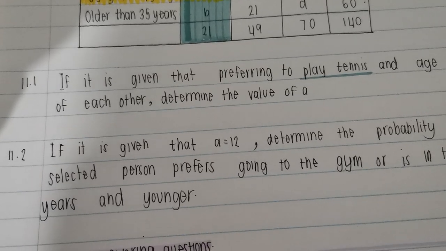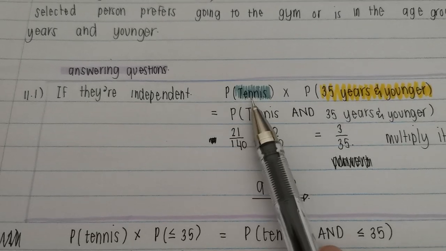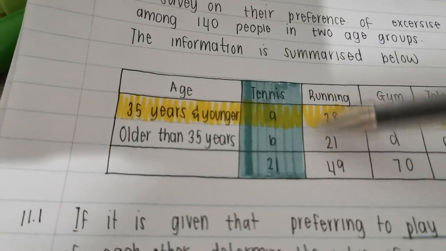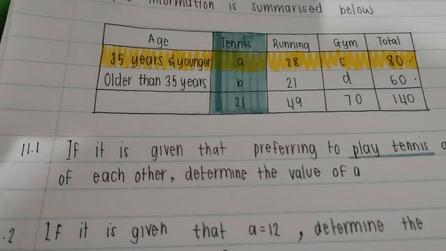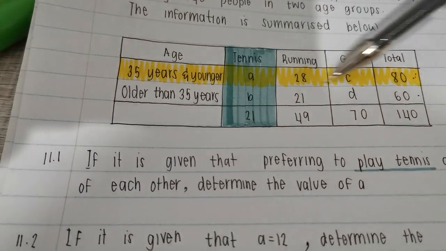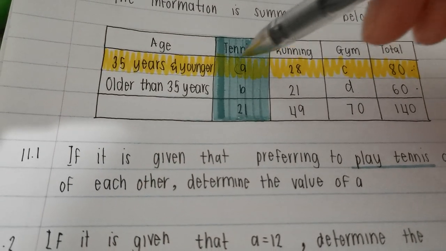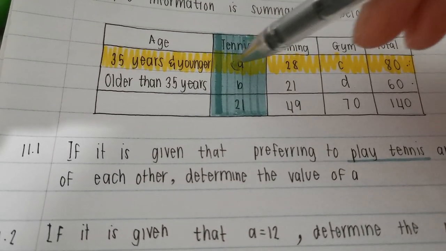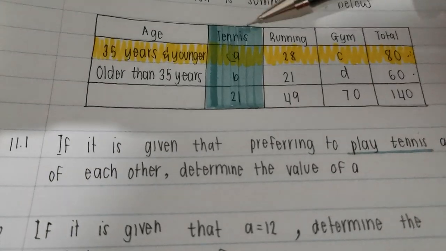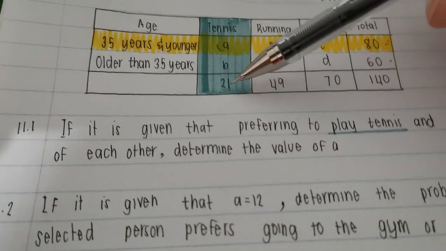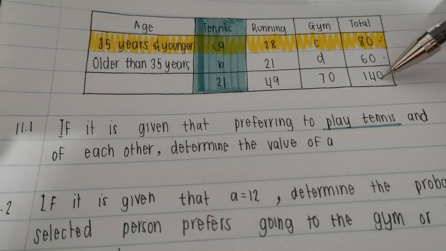We're going to set up an equation using this identity. So what I did was I said probability of tennis, color coded it for you. It's all of these people that like tennis, multiplied by the probability of the yellow one, 35 and younger. There it is over there. And we want to see if it works out, so we say it is equal to the probability of A happening. The probability of tennis is 21 out of 140.